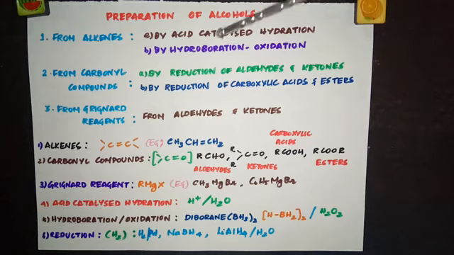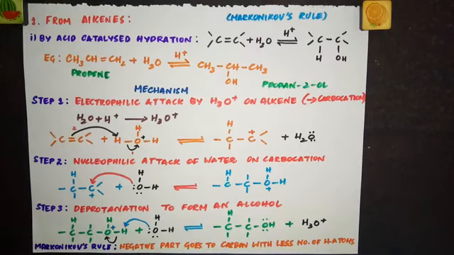So I hope you understood all the terms mentioned here. Now we will move on to the reactions. First, we are going to prepare alcohols from alkenes by these two methods: by acid catalyzed hydration, and by hydroboration and oxidation. So from alkenes, by acid catalyzed hydration.